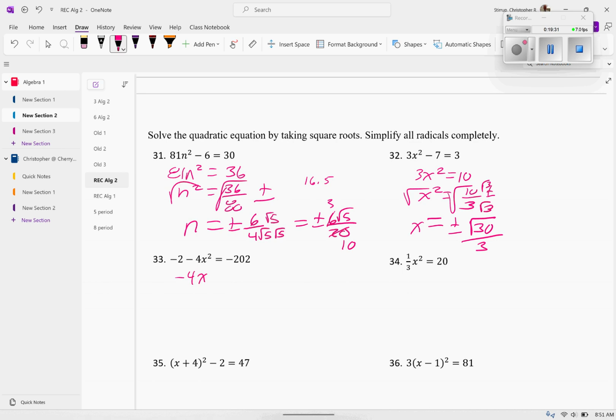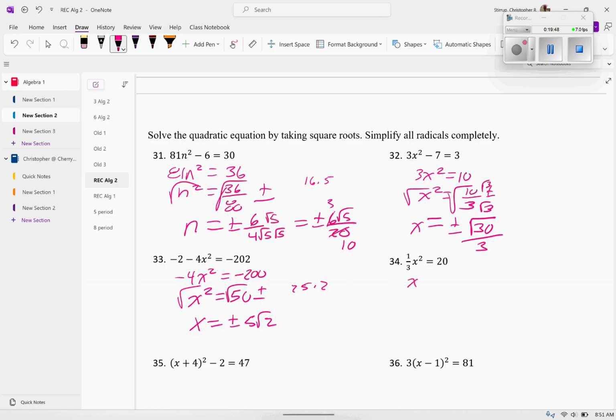This problem is going to give me, I'm going to add 2 to both sides. I'm going to divide both sides by 4. So that's going to give me 50. Root, don't forget the plus minus. 50 is 25 times 2. So that's going to give me plus or minus 5 root 2.